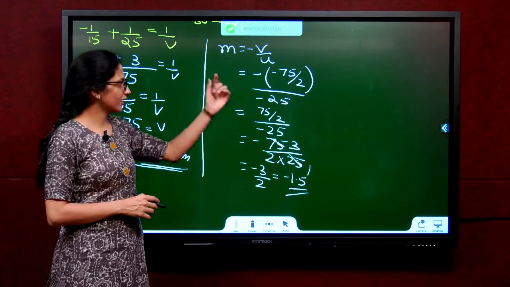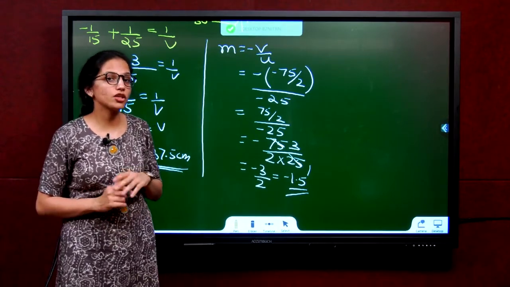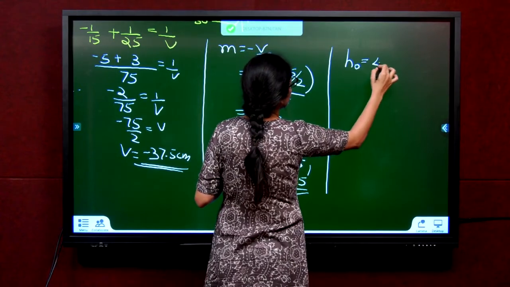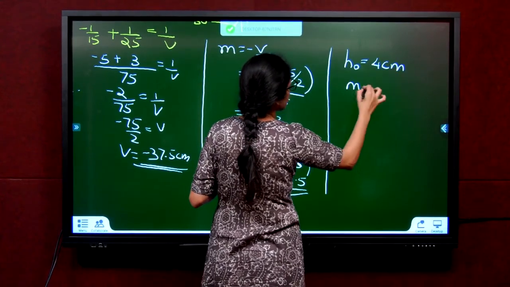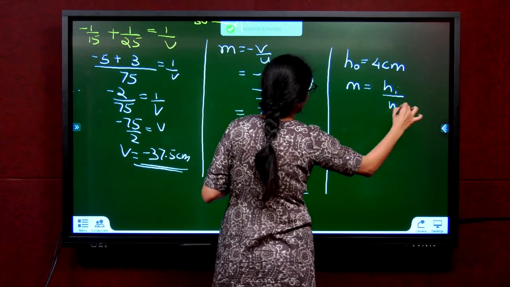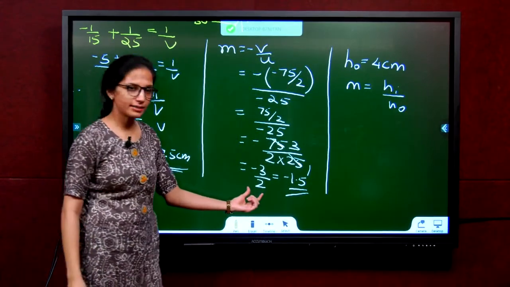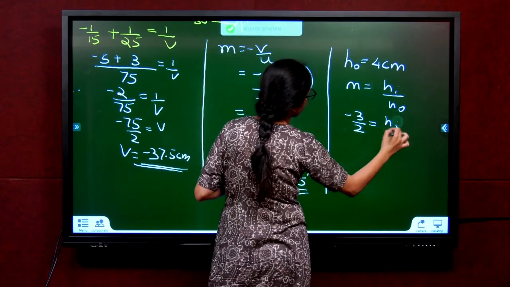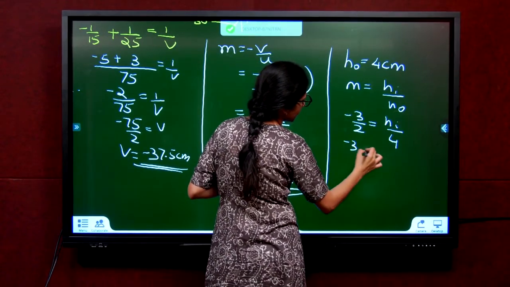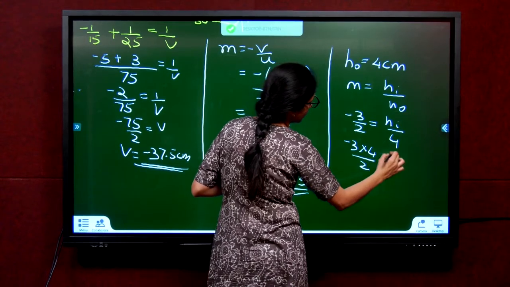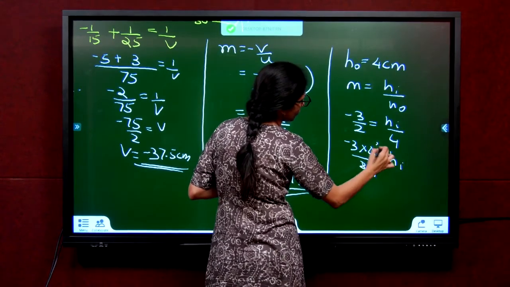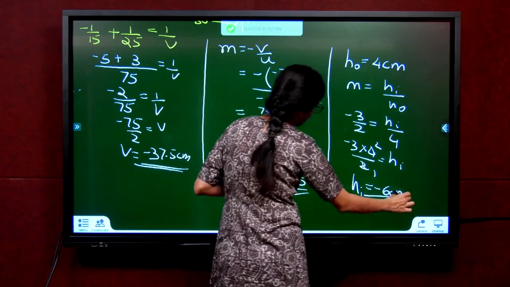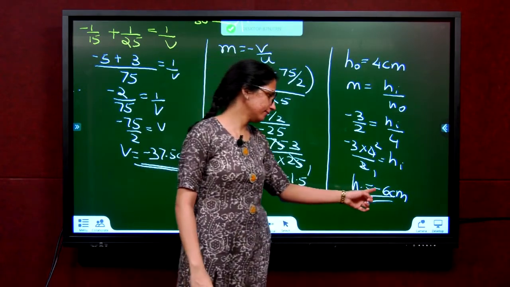So now we know M, but now since H0 is given, you have to find Hi also. H0 given is 4 centimeters. So M is equal to Hi by H0. Please use the fraction minus 3 by 2. Minus 3 by 2 is equal to Hi by 4. Minus 3 into 4 by 2 is equal to Hi. 2 ones are 2, 2 twos are 4. Hi is equal to minus 6 centimeters. Correct.